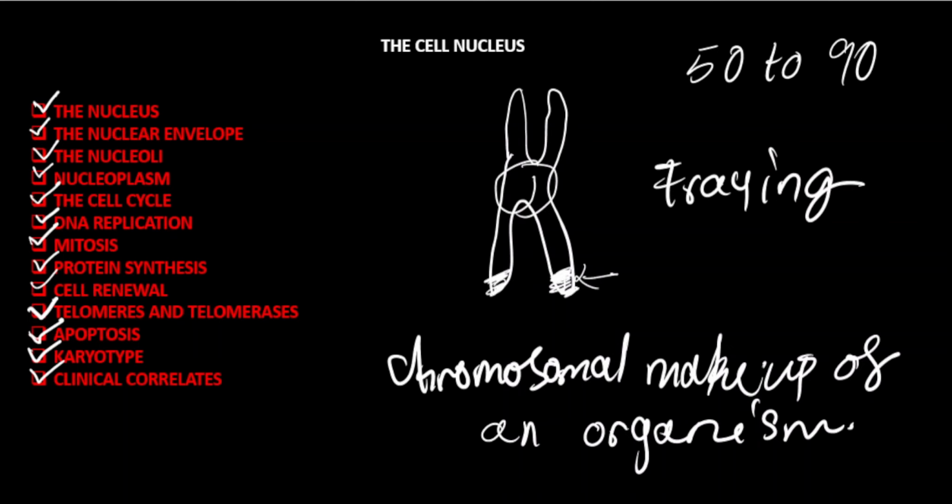We went on to see the telomeres, which we said are a special sequence of DNA that occur at the free ends of the chromosome and determine how much a cell is able to divide. We said telomerase is an enzyme that is able to renew the telomere. Went on to see apoptosis. We said apoptosis is a programmed cell death and the mitochondria does play a role in apoptosis. Also, we saw that the karyotype is the chromosomal makeup of an organism. We went on to see clinical correlates like aneuploidy, where we consider trisomy and monosomy, and then we went on to see the Klinefelter syndrome, the Turner syndrome, and also Down syndrome.